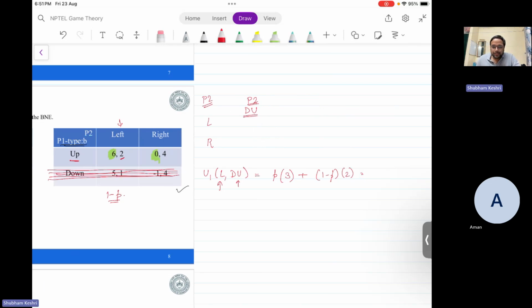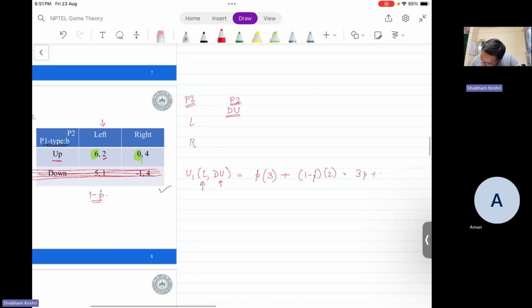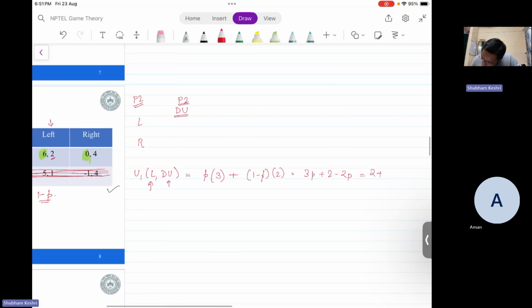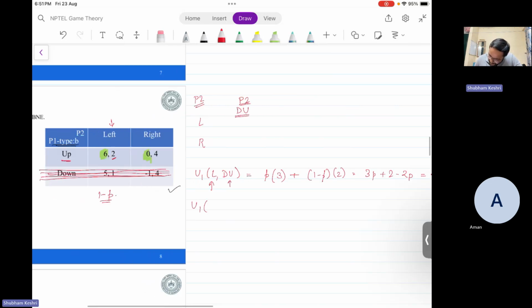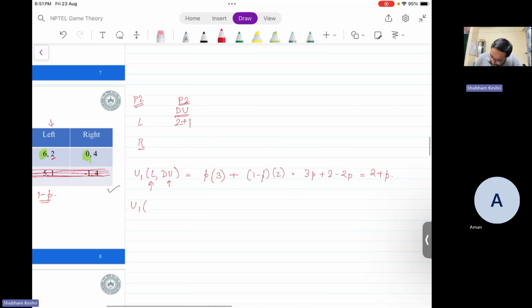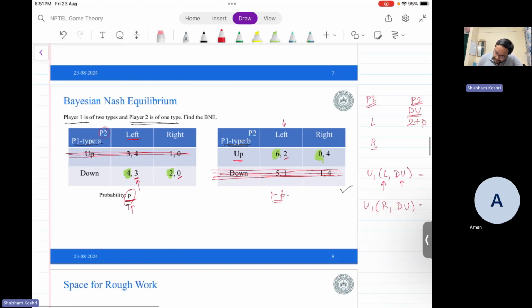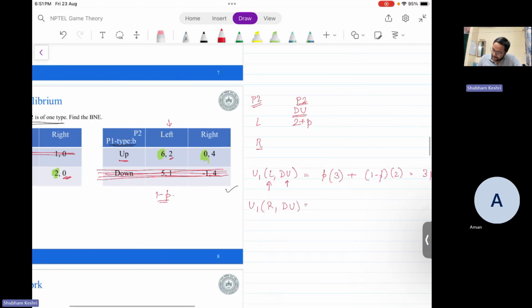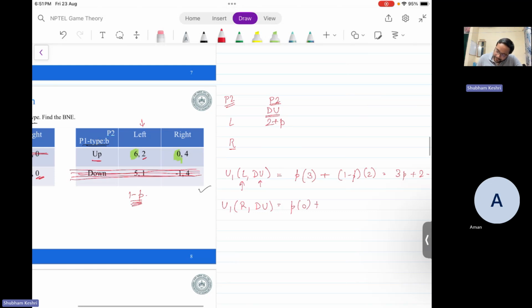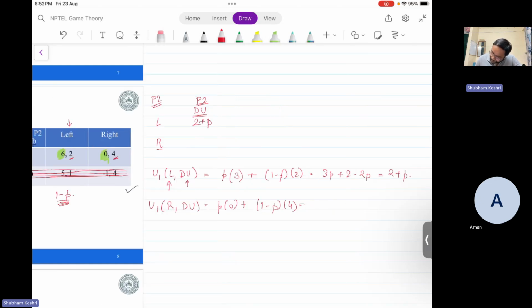Alright, so we'll just solve this. This will become 3P plus 2 minus 2P, which is actually 2 plus P. Again, the expected utility of player 1 when he plays R and the other player is playing DU: with probability P, he will get a utility of 0, and with probability 1 minus P, he will get a utility of 4. So this utility will become 4 minus 4P.